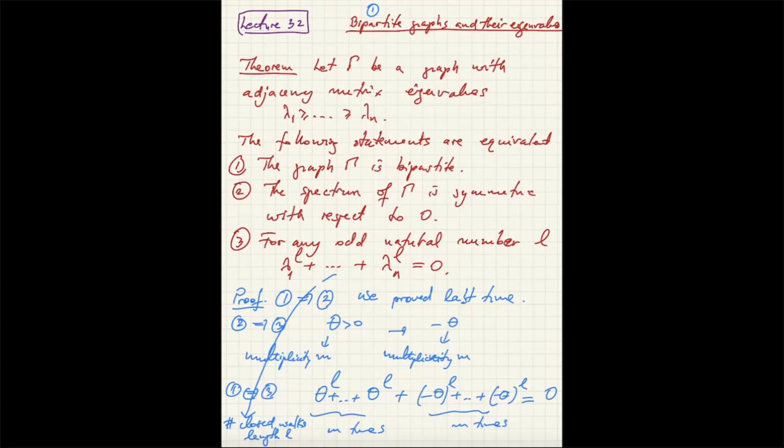So again, this is a very nice example of results of spectral graph theory that on one side have a combinatorial property of the graph, in this case, the graph being bipartite, and this combinatorial property is actually equivalent to a linear algebraic property, which is the fact that the spectrum is symmetric with respect to 0.